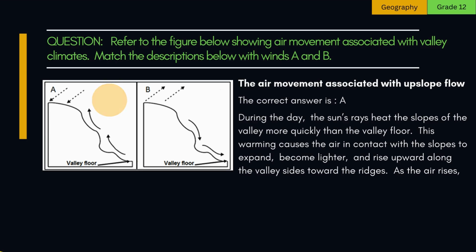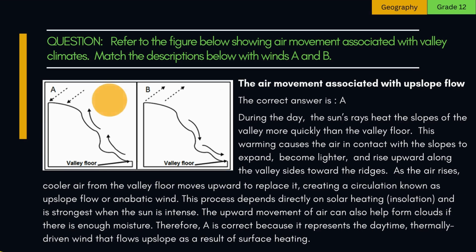During the day, the sun's rays heat the slopes of the valley more quickly than the valley floor. This warming causes the air in contact with the slopes to expand, become lighter, and rise upward along the valley sides toward the ridges. As the air rises, cooler air from the valley floor moves upward to replace it, creating a circulation known as upslope flow or anabatic wind.